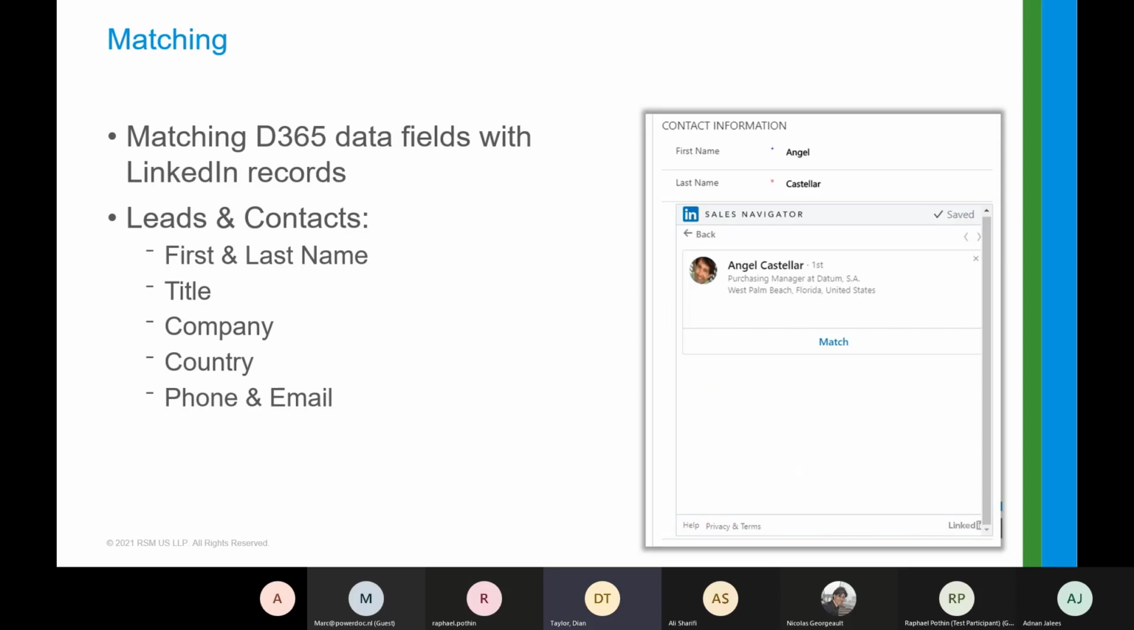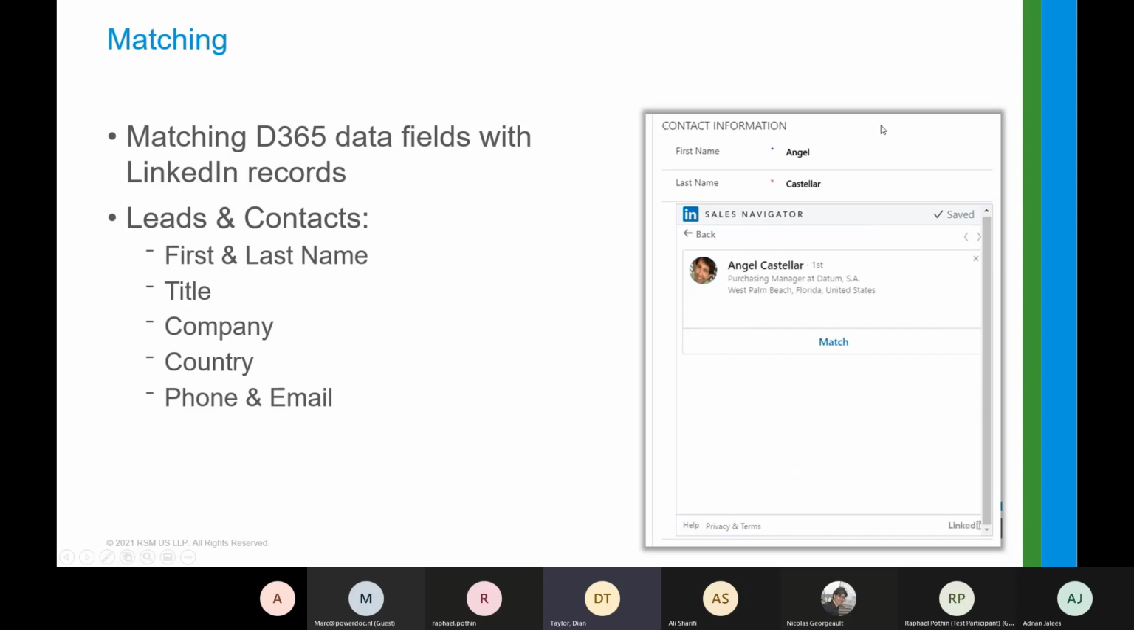Now, data validation also helps with the matching of Dynamics 365 records with LinkedIn records, right? So the Dynamics 365 fields that are used to match leads and contacts are first name, last name, title, company, country, phone number, and email. And when I'm talking about matching, I'm really talking about linking that profile of that LinkedIn user with a record in Dynamics 365, right? So that's kind of what you see here.